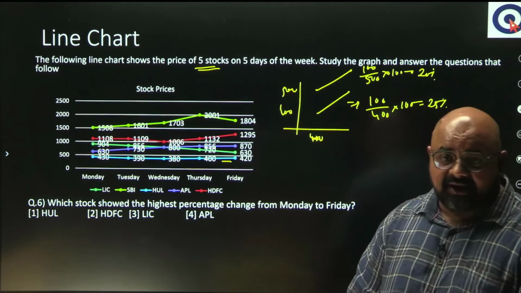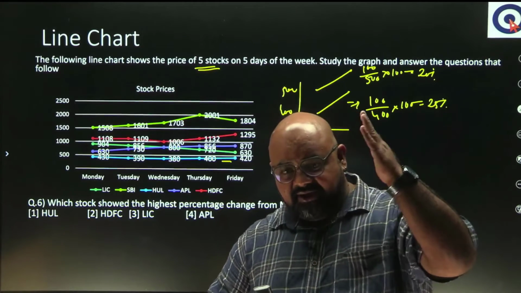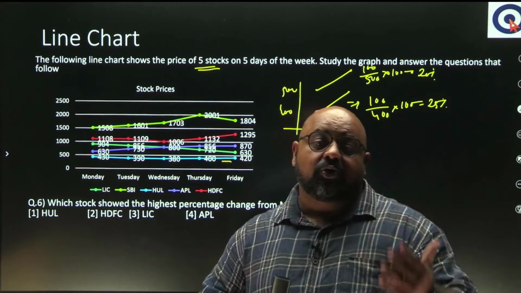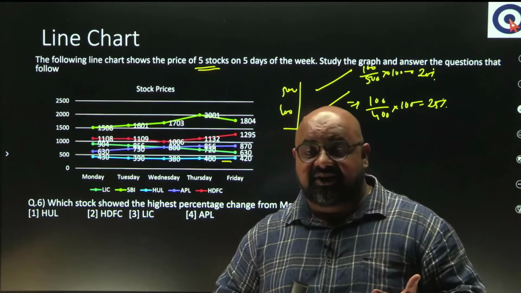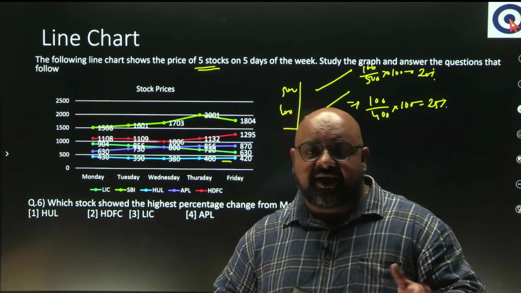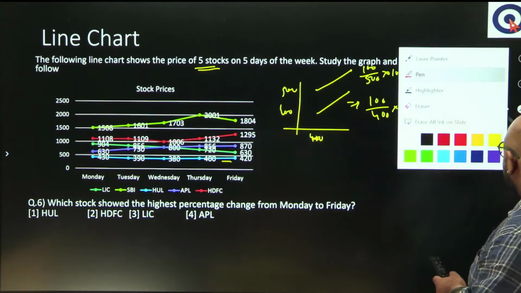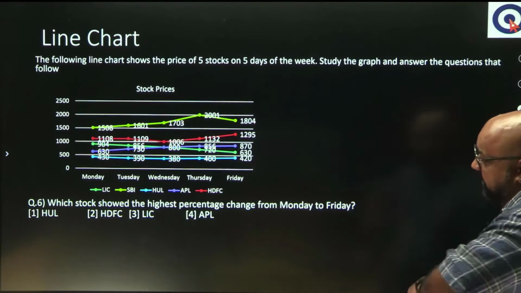So the moment you look at the line chart, the steeper the line, in either case, higher will be the growth or the decline, higher will be the change, right? Change percent will depend on the starting value to some extent, right? So let us try to put in the values.